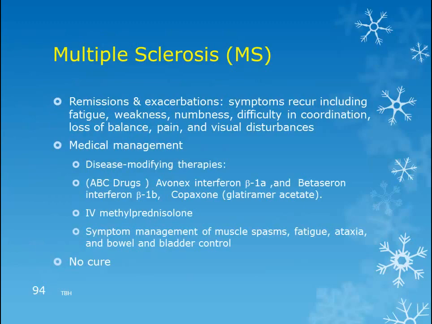Multiple sclerosis. The general pattern of multiple sclerosis is remissions and exacerbations. Symptoms recur including fatigue, weakness, numbness, difficulty in coordination, loss of balance, pain, and visual disturbances. Medical management includes disease-modifying therapies such as the ABC drugs, Avonex, Betaseron, Copaxone. IV methylprednisolone is utilized. Symptom management of muscle spasms, fatigue, ataxia, and bowel and bladder control are very important. There is no cure.